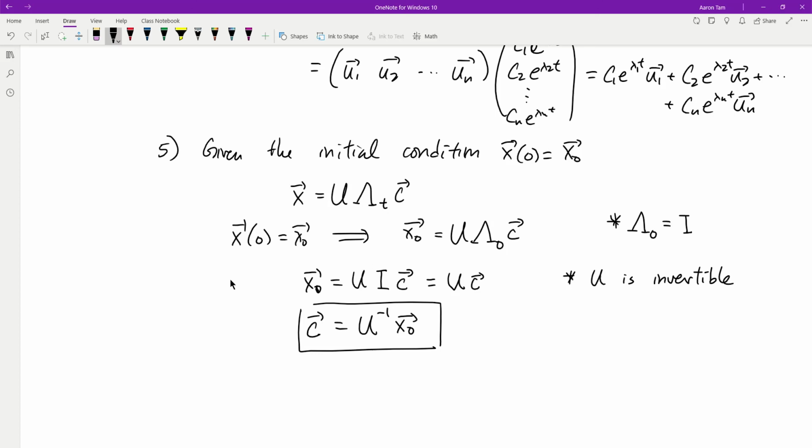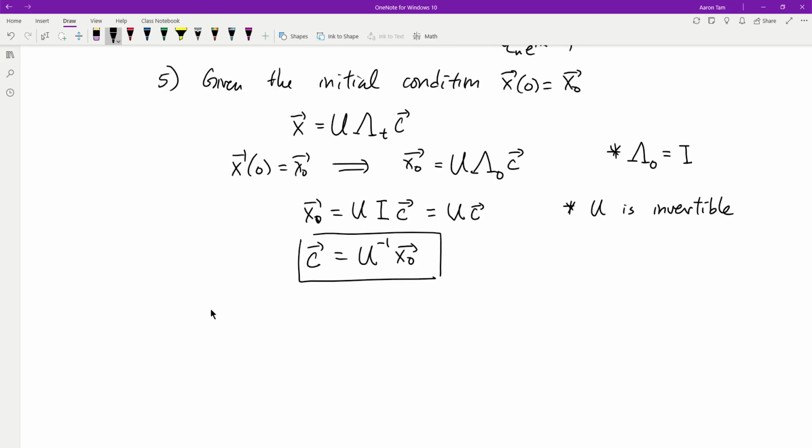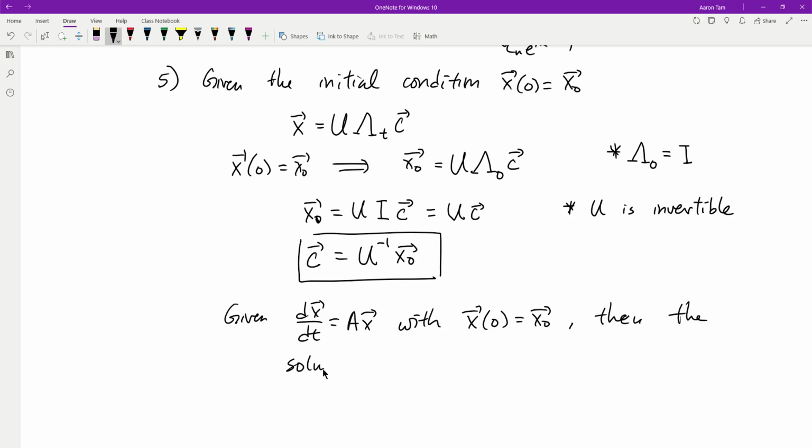With that being said, now we can actually state the following. Let's say we're given d vector x over dt equal to A vector x, with vector x at 0 equal to vector x sub 0. Then the solution to this system is given by this formula.